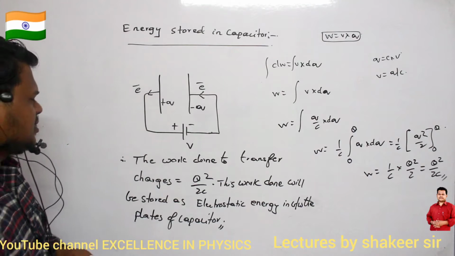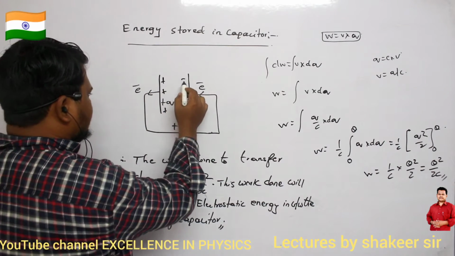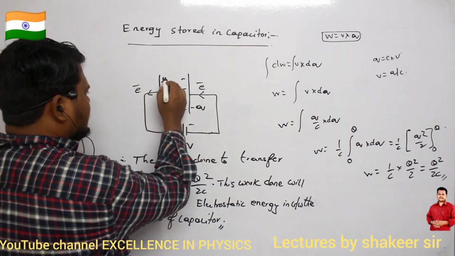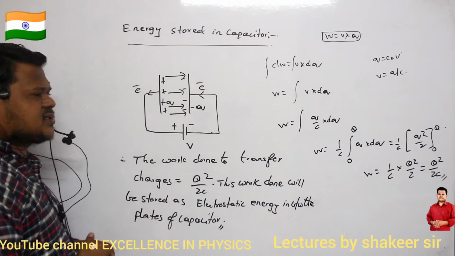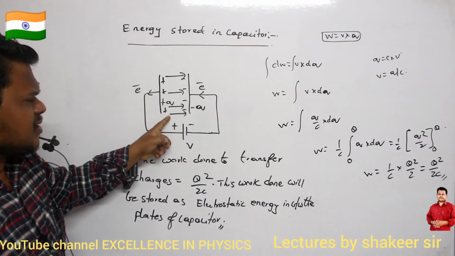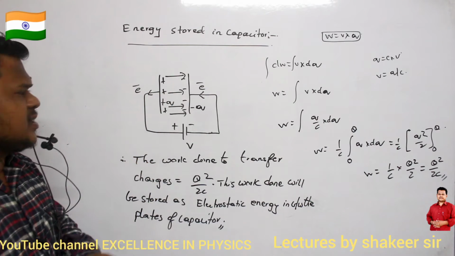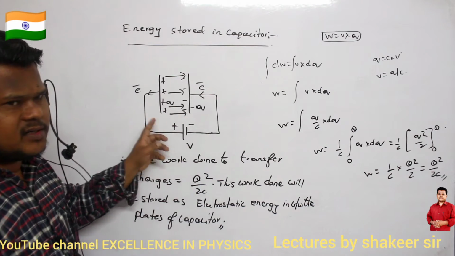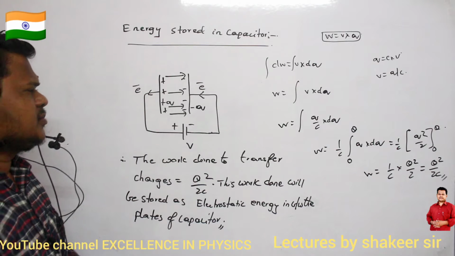Are you able to understand? So this has become a positively charged plate, and this has become a negatively charged plate. So there will be some electric field present in between these plates because of the positive and negative charges. The existence of electric field is an example of the existence of energy between the plates. If there is an electric field, then definitely work has been done to transfer charges on both the plates.